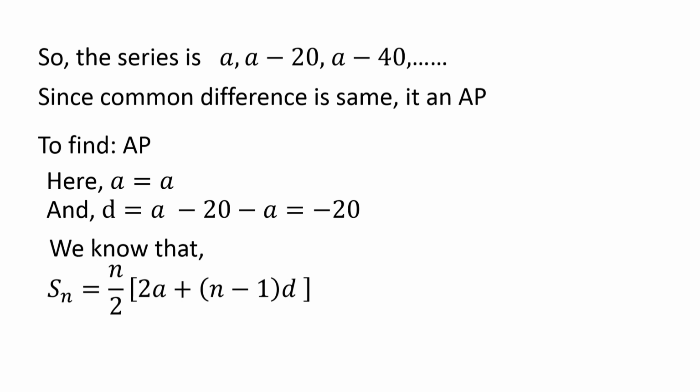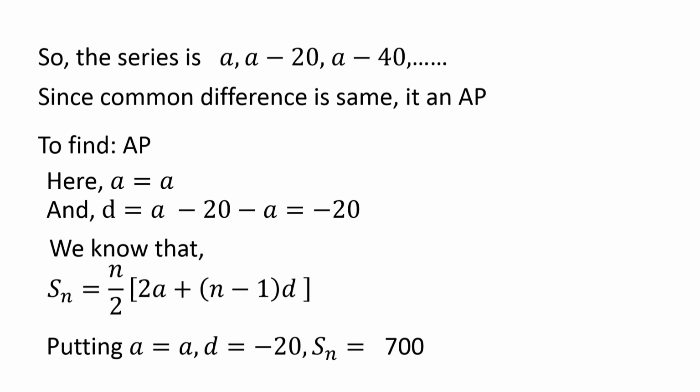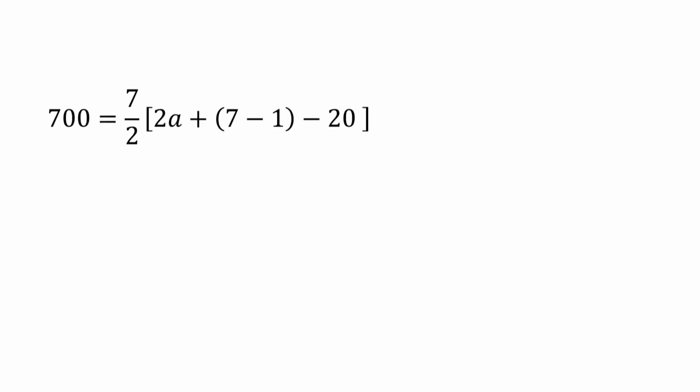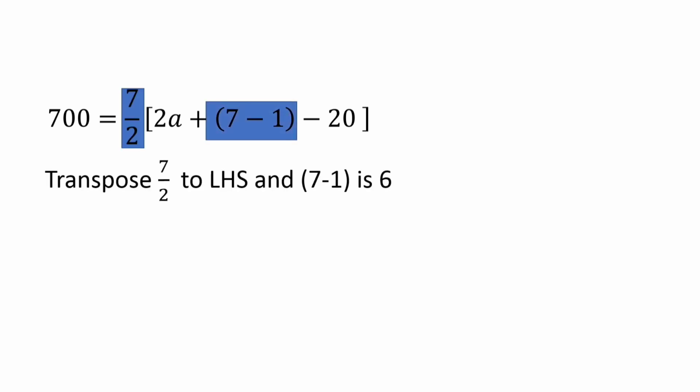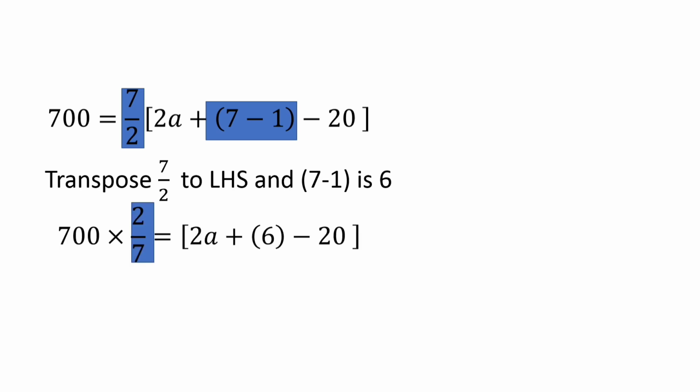So we know the formula for Sn. Let us write it. Then putting a equal to a, d equal to minus 20, Sn equal to 700, substitute in the formula. We can get like this. Here in the next step we can transpose 7 by 2 to the LHS, and here we can observe 7 minus 1 is 6. Let us do it in the next step. 700 into 2 by 7 is equal to 2a plus 6 into minus 20. Why have I written 2 by 7 here? It is multiplied on the RHS.